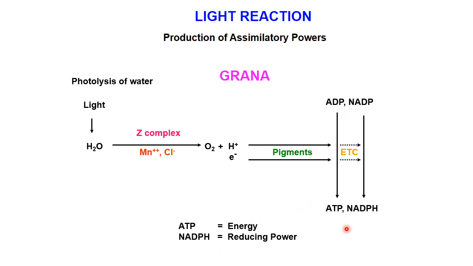This is in all about the light reaction of photosynthesis. And these pigments are the chlorophyll pigments, and this Z compound is found to be a tyrosine compound, but it is not yet proved. Hope you understand this.